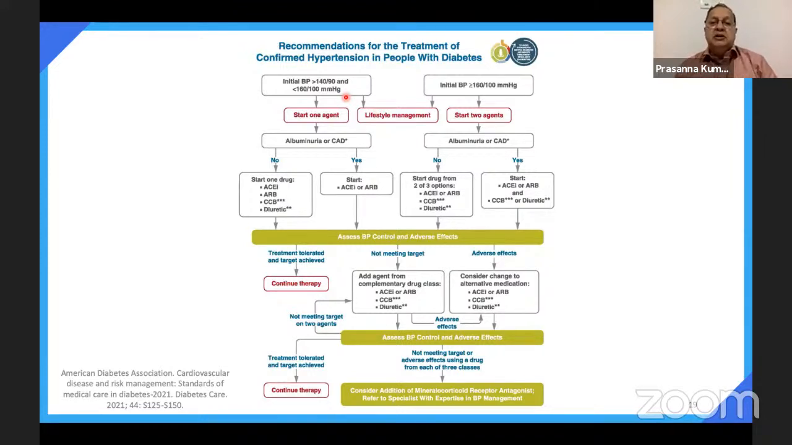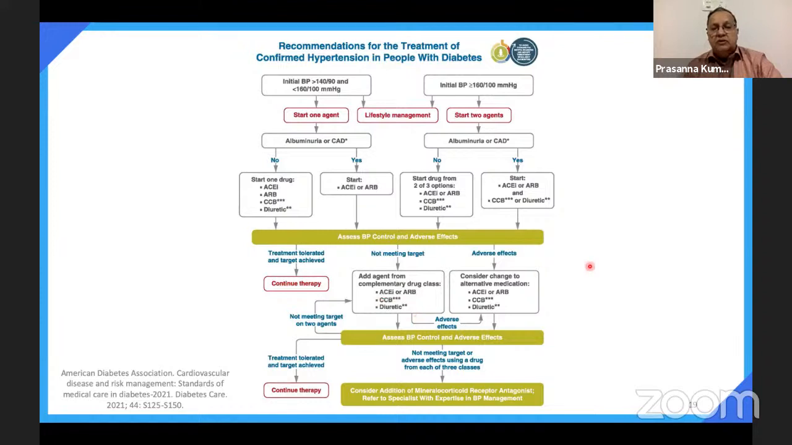Suppose the blood pressure initially is 160/100 and above, then you start lifestyle modification and start 2 drugs; even 1 drug is not sufficient. If they have albuminuria, then you start ACE inhibitor or ARB plus CCB or diuretic. If not, you can start any 2 of the 3 options, that is ACE or ARB, CCB and diuretic. Please remember, ACE inhibitor or ARBs, CCB and diuretic are the 3 first-line drugs for hypertension. You can choose 1 or 2 or 3. Then assess the control. If treatment is tolerated and target achieved, continue. If not meeting the target, then go from 1 drug to 2 drugs to 3 drugs as such.